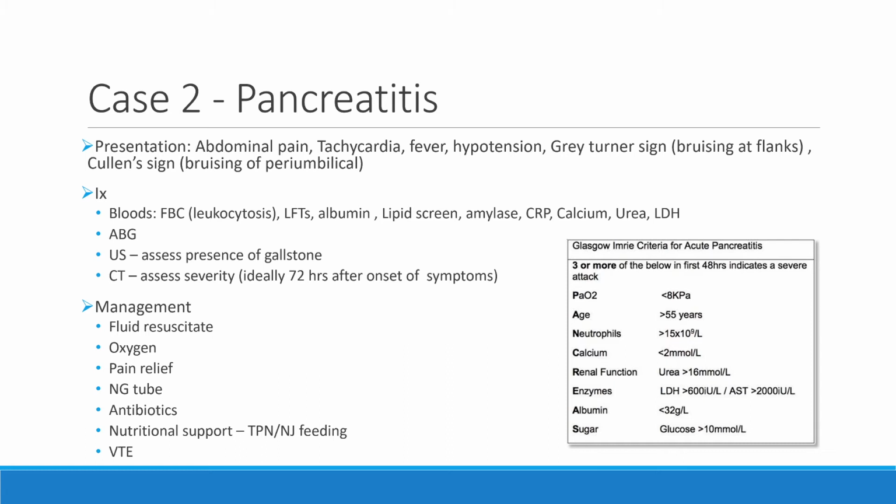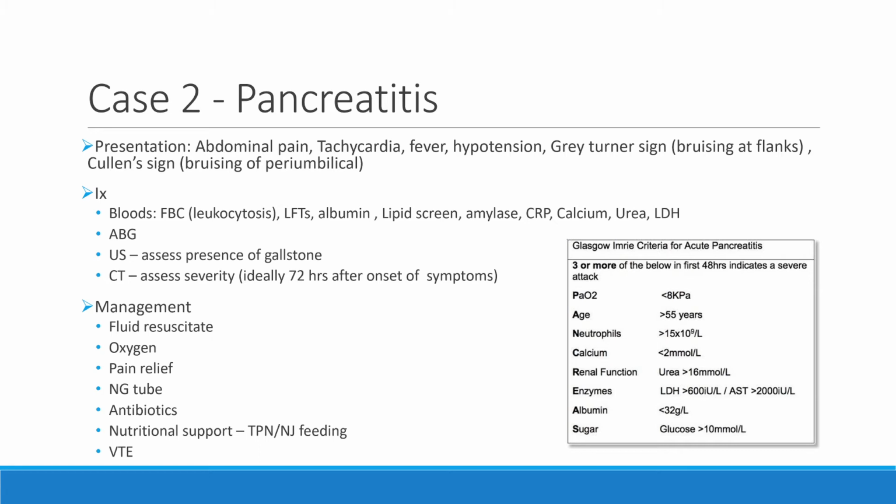And if they score 3 or more in the first 48 hours, you need to let HDU or ITU know that this patient is very ill. And for the investigations, do the full blood count, LFTs, albumin, do a lipid screen as well. So you want to know if the pancreatitis is caused by raised triglycerides. Always perform amylase, CRP, calcium, urea, and LDH.